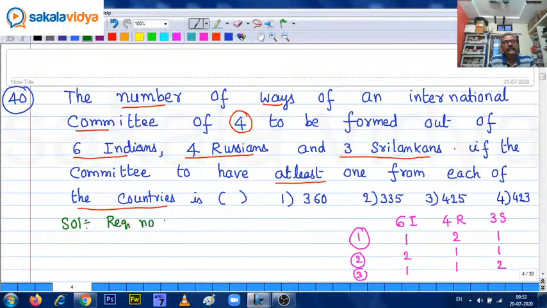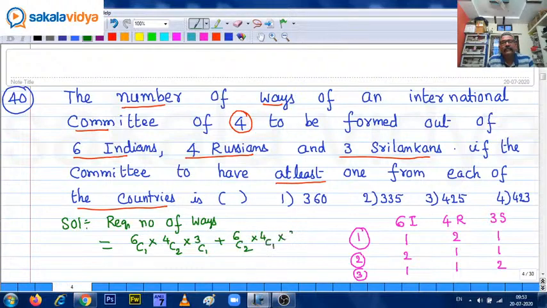Required number of ways is equal to: the first selection can be done 6C1 times 4C2 times 3C1, plus second case 6C2 times 4C1 times 3C1, plus third case 6C1 times 4C1 times 3C2. This we need to simplify.